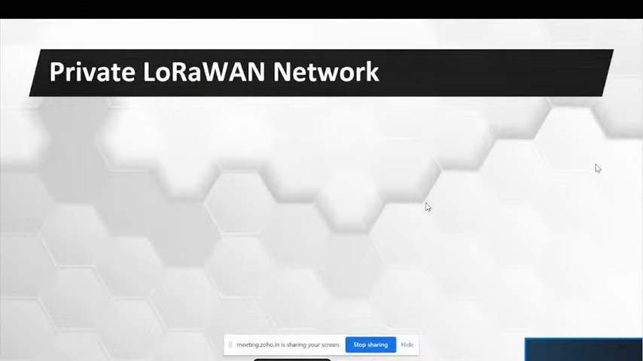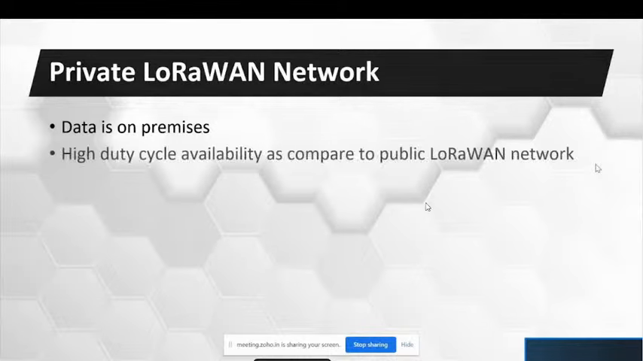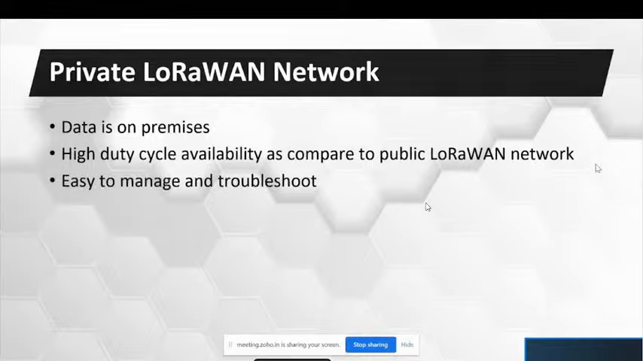So next, why do we need a private LoRaWAN network? Some people say we already have a public network. Why do we need a private network? A private network for the industry means you have control of your data on your own premises, and you have higher duty cycle availability compared to a public LoRaWAN network. It is specific to your devices only, so there will be low traffic, and it will be easy to manage and troubleshoot, because you own all the gateways and the servers, so you can easily troubleshoot it.